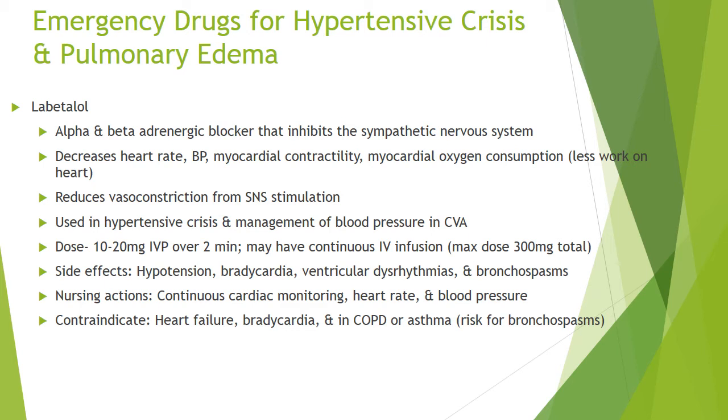We also want to monitor for bronchial spasms because it has a beta 1 and a beta 2 effect. So if it's going to block beta 2, which is our bronchial dilator response, it can cause our patients in COPD or asthma to be at risk for bronchial spasms. We want to continuously monitor our cardiac rhythm as well as our heart rate and blood pressure. And it is contraindicated in patients that are experiencing heart failure, bradycardia, or patients that have COPD and asthma.